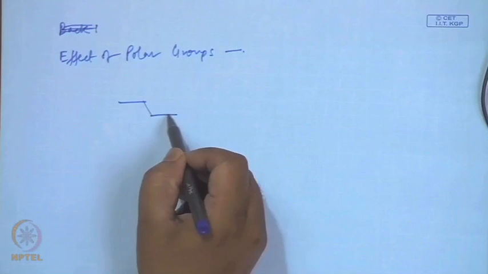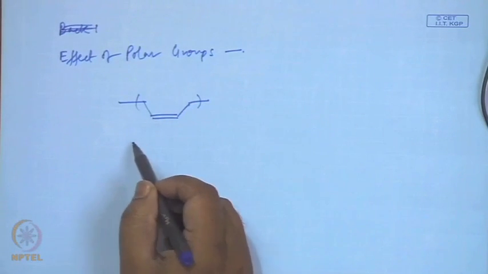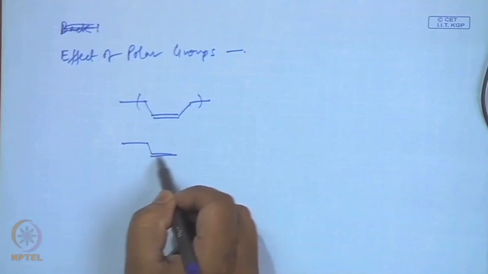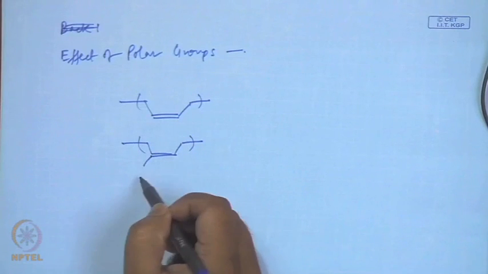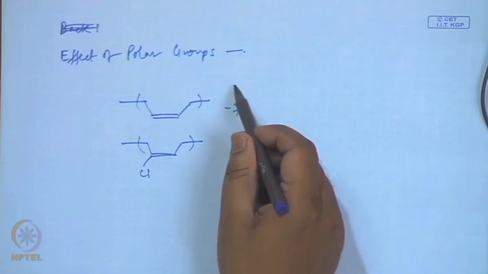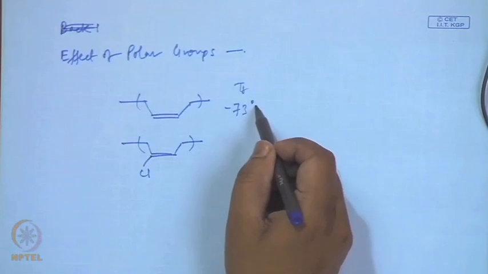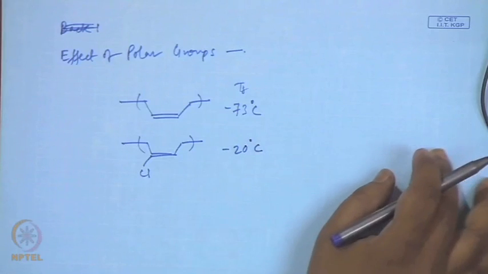Consider this polyisoprene and polychloroprene, cis-chloroprene and cis-isoprene. This has a Tg of minus 73 degree centigrade and this is minus 20 degree centigrade.